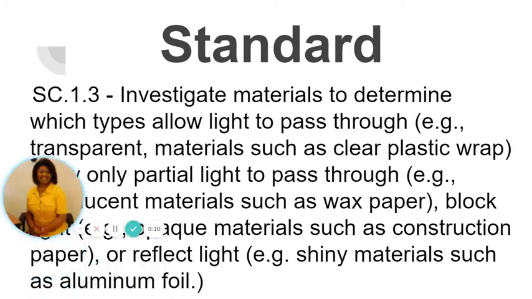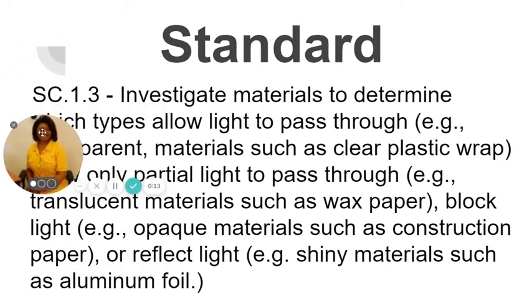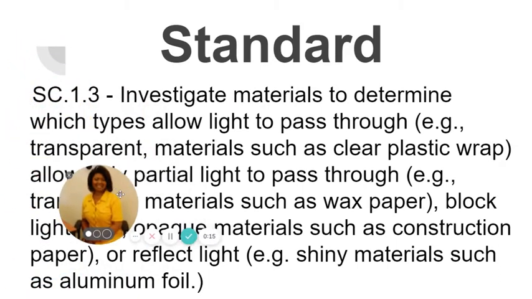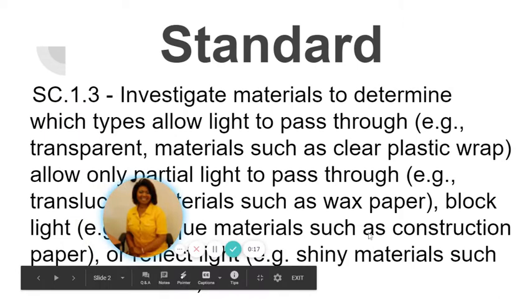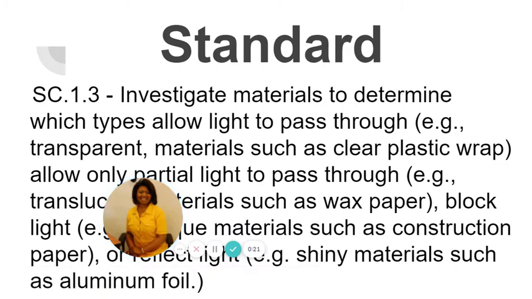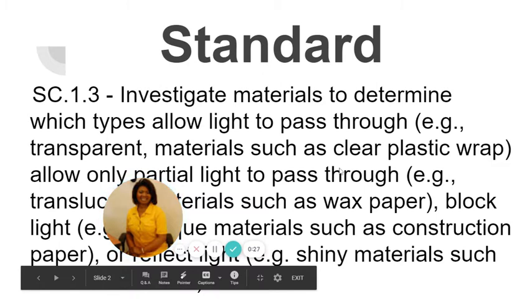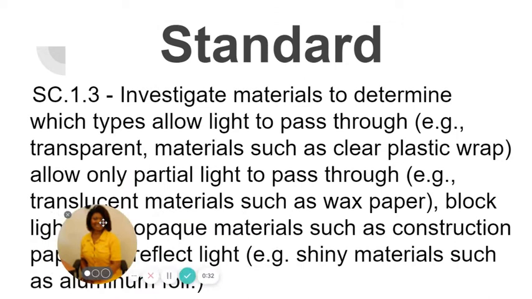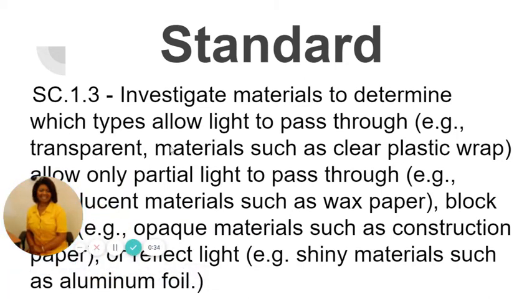Our standard is SC 1.3. Investigate materials to determine which types allow light to pass through. For example, transparent materials such as clear plastic wrap allow only partial light to pass through. For example, translucent materials such as wax paper block light. For example, opaque materials such as construction paper block light, or reflect light, for example, shiny materials such as aluminum foil.